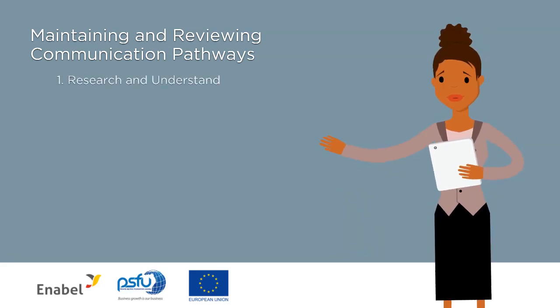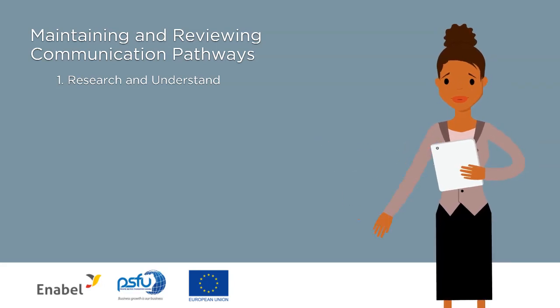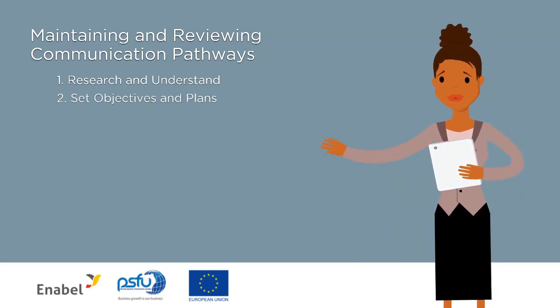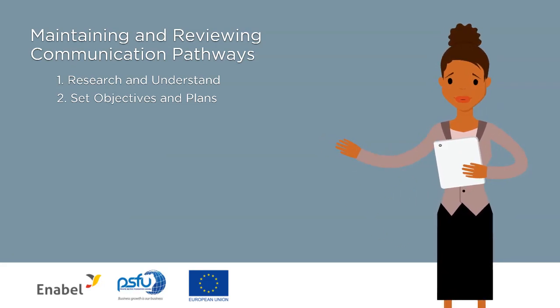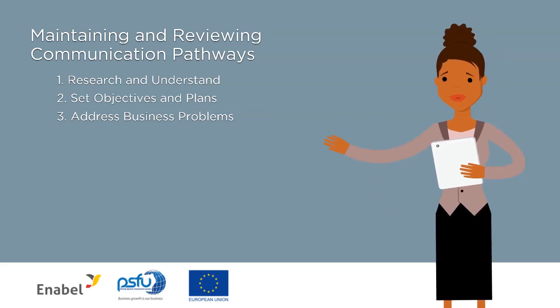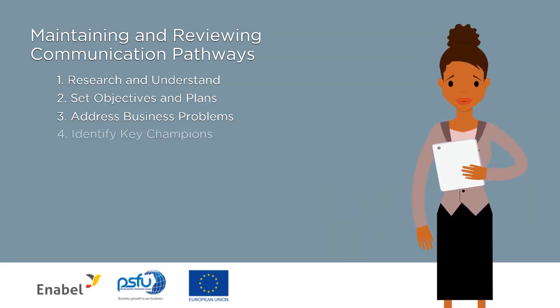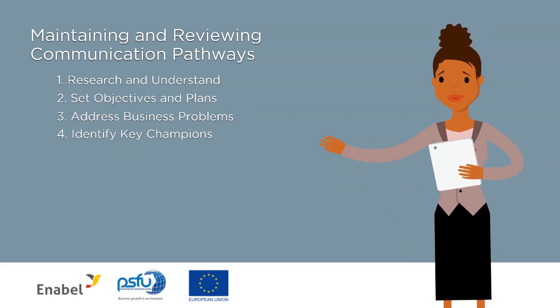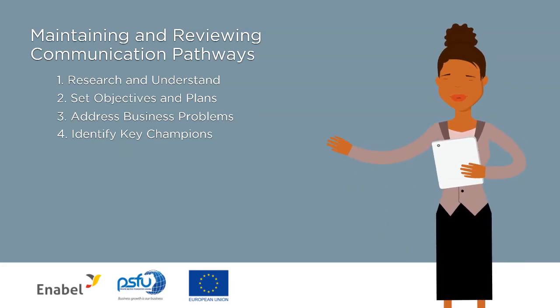1. Research and understand. Evaluate the effectiveness of each pathway and adjust accordingly. 2. Set objectives and plans. Clearly defined objectives make it easy to determine a pathway's effectiveness. 3. Address business problems. Engage employees in problem solving to keep communication pathways active. 4. Identify key champions. Utilize key stakeholders to reach communication goals effectively.